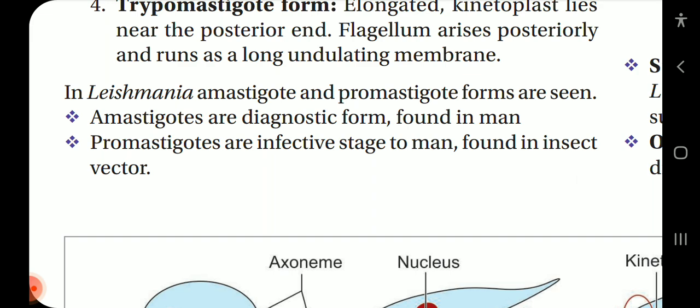In Leishmania, amastigote and promastigote forms are seen. Amastigotes are the diagnostic form found in man, while promastigotes are the infective stage to man found in the insect vector.